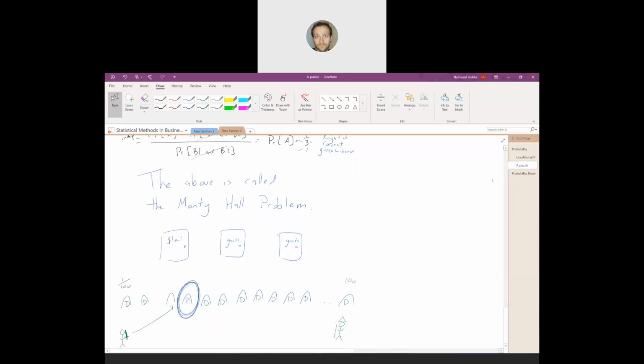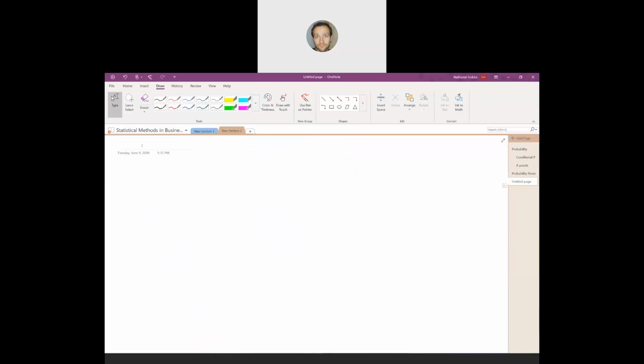Okay, so let's move on to a new topic. Probability distributions, random variables. Here, I'll just give a definition. We don't have much time to get through much else.